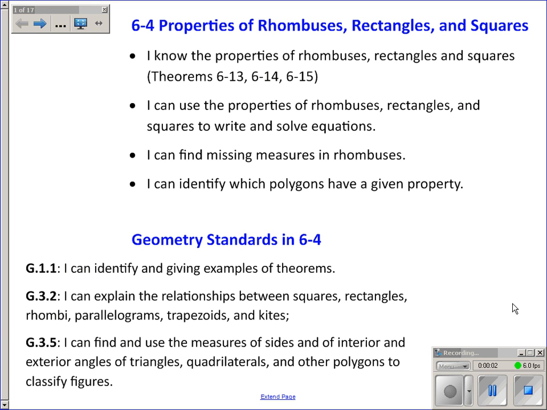Section 6-4 is about properties of rhombuses, rectangles, and squares. By the end of this section, you need to know the properties of rhombuses, rectangles, and squares, and be able to use those properties to write and then solve equations. You will also need to be able to find the missing measures in rhombuses and be able to identify which polygons have a given property. There are 3 geometry standards that we'll be covering in this section.